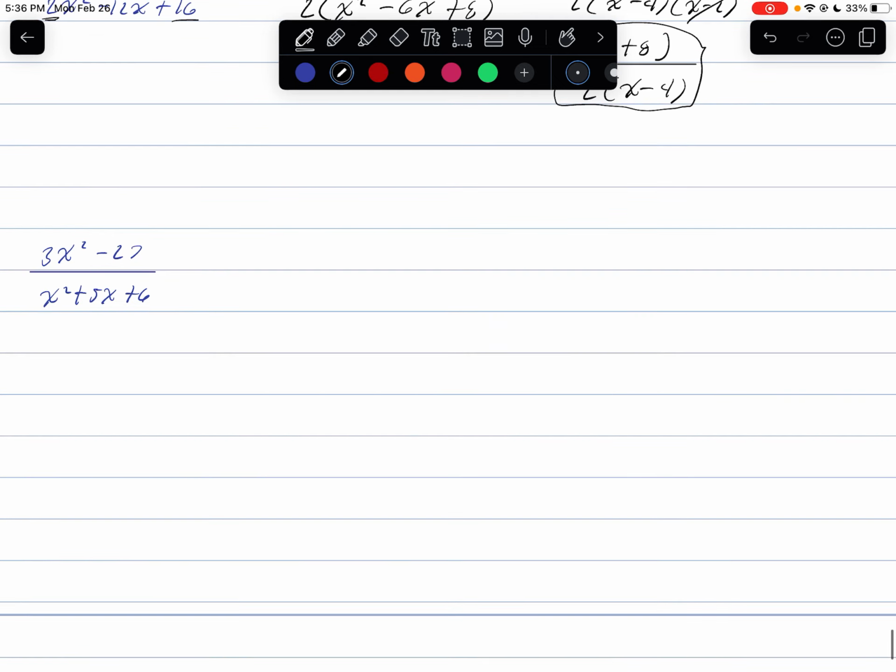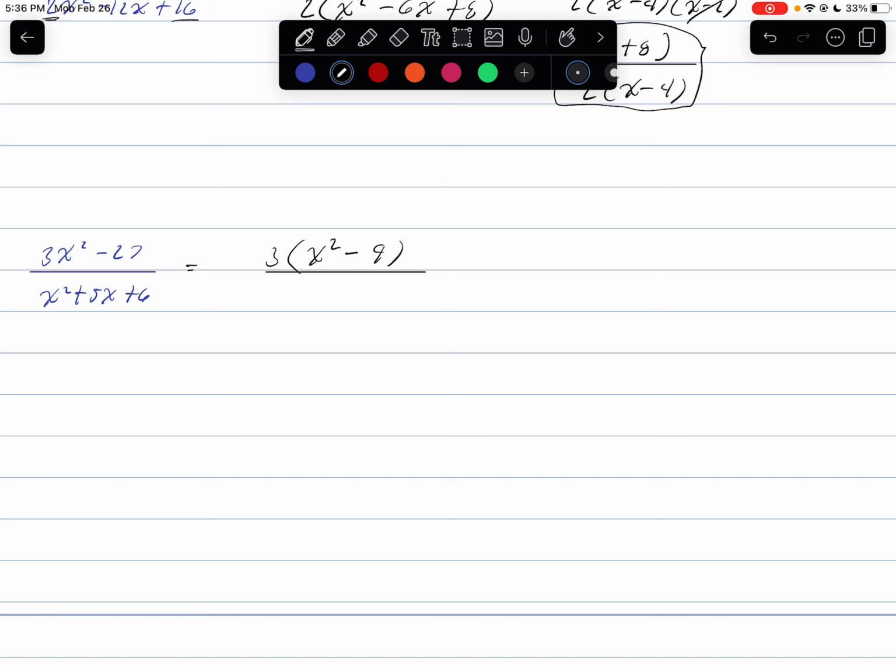Okay, let's look at one more. So here in the numerator, it looks like we're fairly close to a difference of squares. So let's see if we can manipulate this a little bit to make that happen. You're not always going to be able to do this, but sometimes you can. And I think this is going to be a good example of that. So it looks like we can factor out a 3 in the numerator here. If we factor out a 3, we're going to have x squared minus 27 divided by 3. 27 divided by 3 is 9. So we're left with 3 times x squared minus 9.